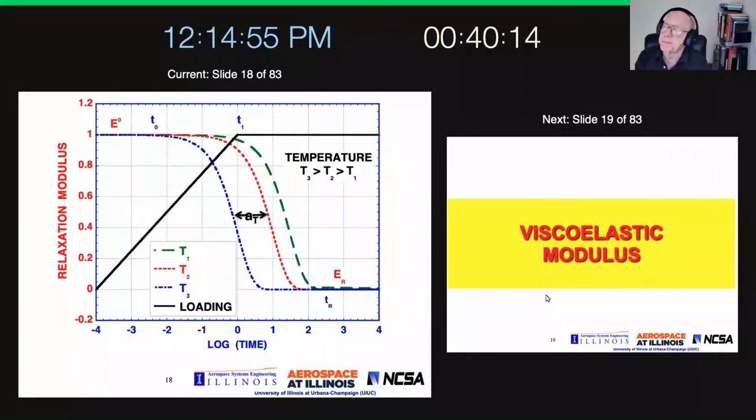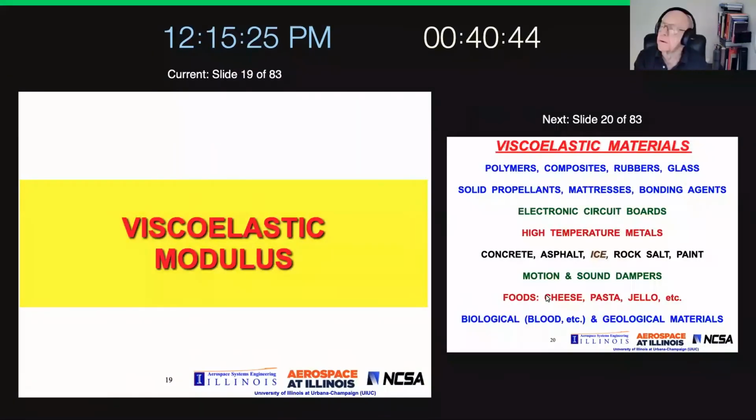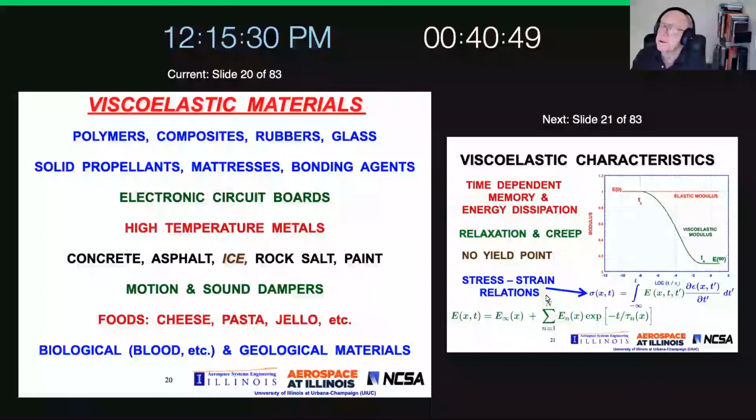So the other problem is temperature when you start talking viscoelastic materials, and the loading intercepts the modulus curves at different places, whereas it should intercept before T0, and you get different answers for different temperatures, and they're not correct. So let me talk a little bit just to give you an idea of what viscoelastic materials comprise. And you can see the first lines, the two blue ones, pretty much is what we deal with. And there are other things there. But, you know, the whole menu takes in food, biological materials, our skin, our blood, perfectly good viscoelastic materials.